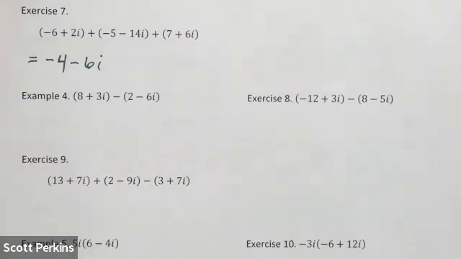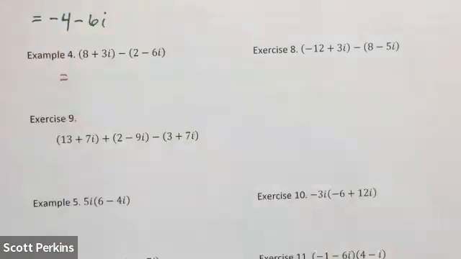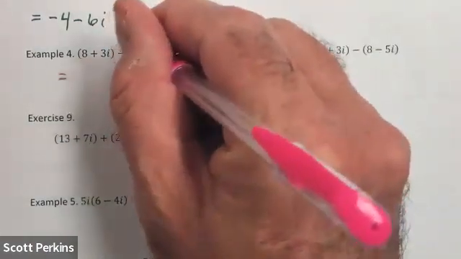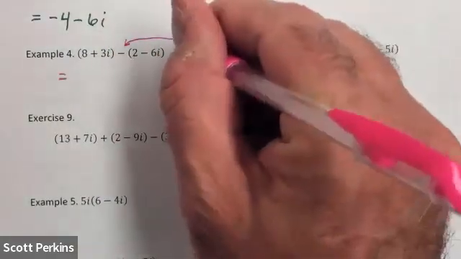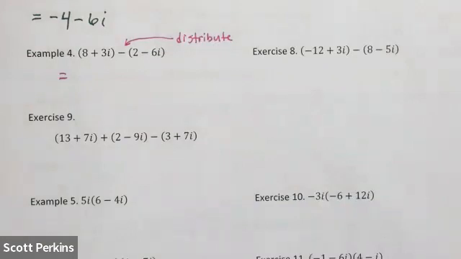Example 4 is the same thing. It's just subtraction this time. I'm just going to remind you what I've told you to do in previous situations when we've talked about this. Whenever I have a subtraction, I always distribute. That way I remember to subtract all of my terms. I mentioned this when we were talking about subtracting rational expressions, when the numerators had multiple terms, things like that.